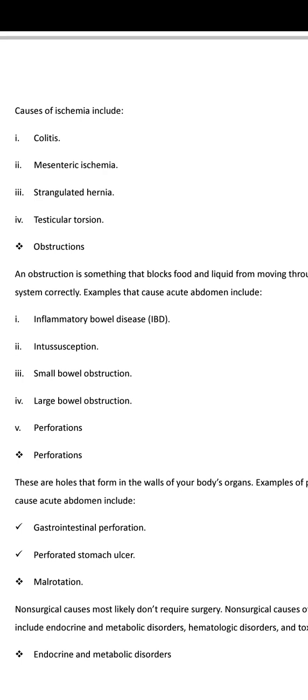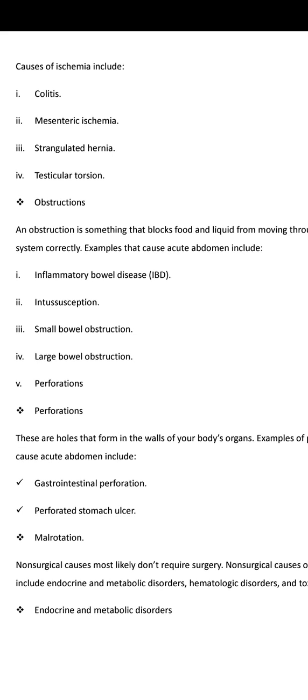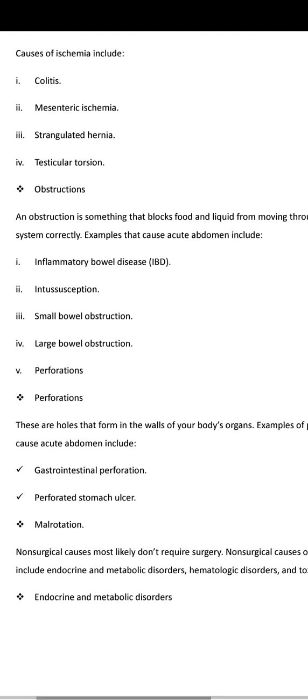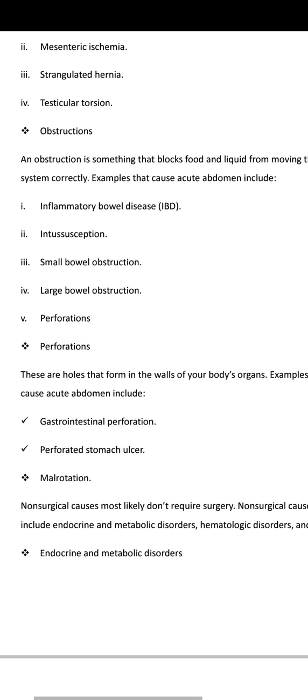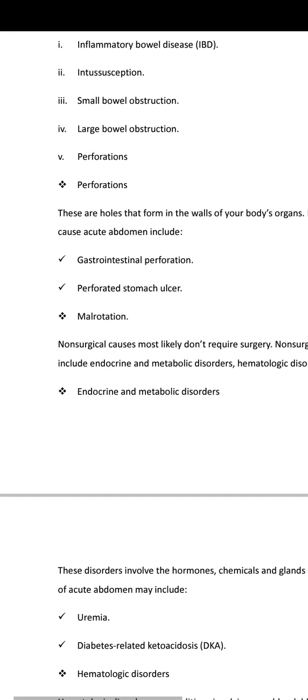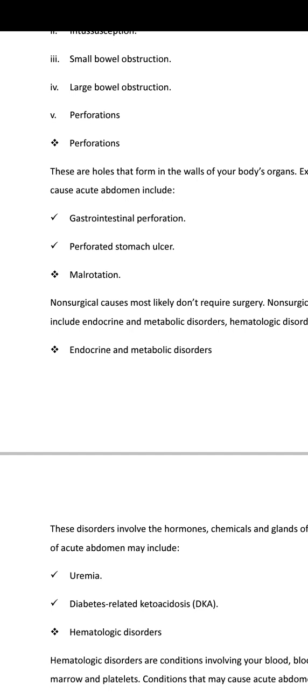Interception. Then we have got large and small bowel obstruction. And also, acute abdomen can be caused by perforation. Some of the conditions which can lead to acute abdomen as a result of perforation include gastrointestinal perforation or perforated stomach ulcer in PUD, such as a gastric ulcer or duodenal ulcer. There will also be malrotation, abnormal rotation of the abdomen.